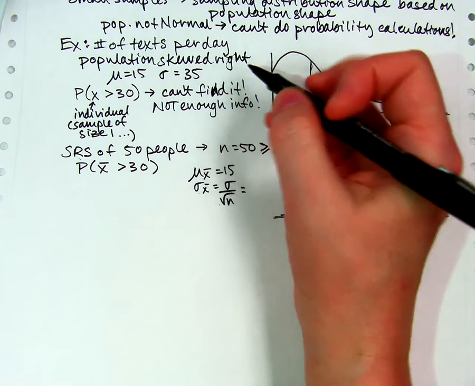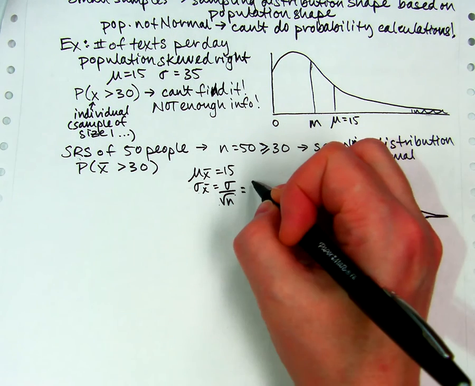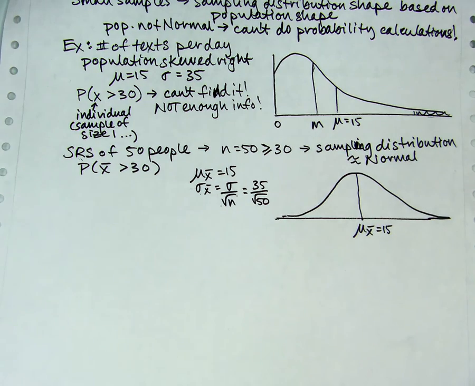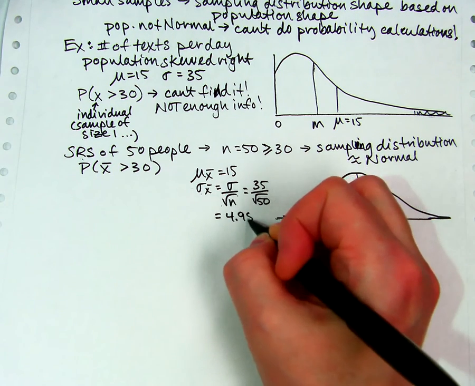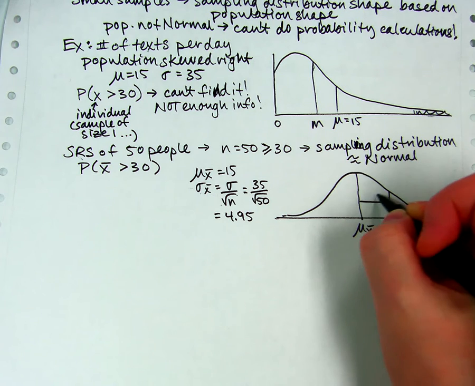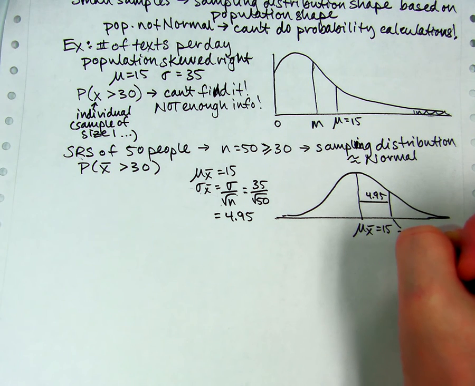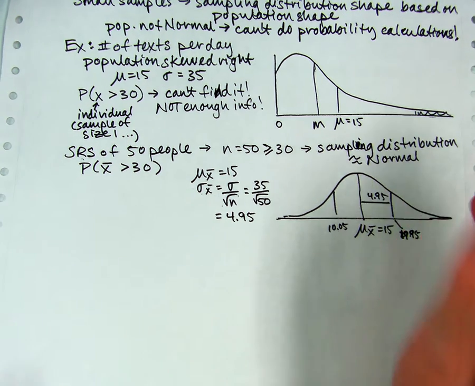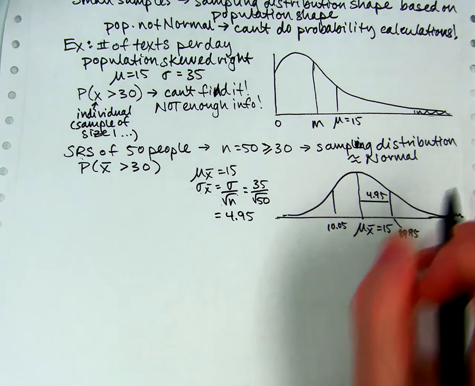So I'm going to adjust my standard deviation and say because I did big samples, that makes my standard deviation smaller. It's 35 over square root of 50, which you could type in your calculator. I already did, so I'll just write it. I got 4.95 for that. So 30 is way over here. It's going to be a really small probability.